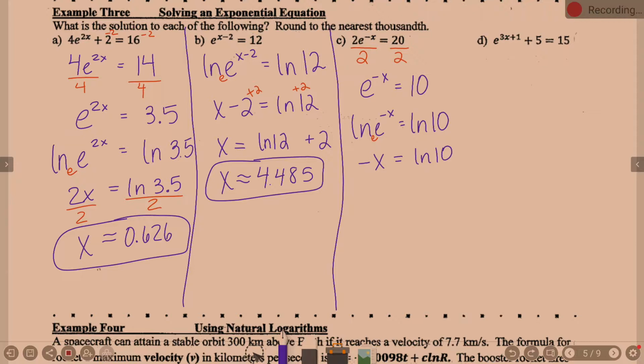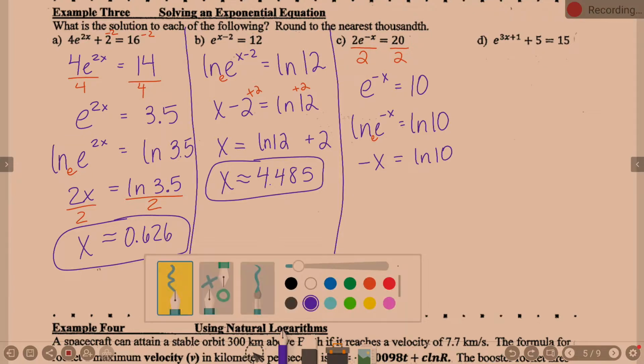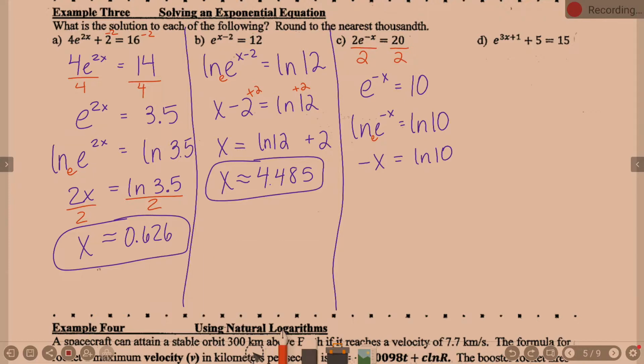How do I get x by itself? Not add 1. You can divide it or you can multiply it. So I can divide by the negative 1 there. So you can do natural log of 10 divided by negative 1, or you can do the negative of natural log of 10. I think that's what mine says. Negative 2.303.